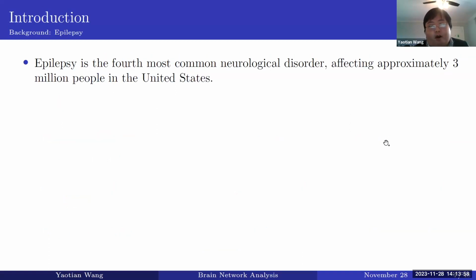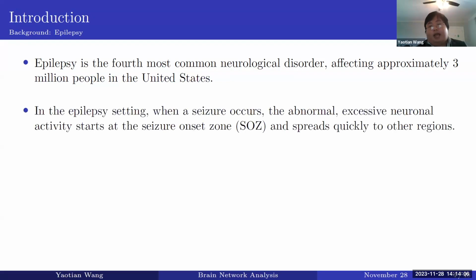Epilepsy is the fourth most common neurological disorder, affecting approximately 3 million people in the United States. In an epilepsy setting, when the seizure occurs, the abnormal, excessive, overly synchronized neuronal activity starts at a specific brain area called the seizure onset zone and spreads quickly to other brain regions. Now let me show you a video about what a seizure looks like.